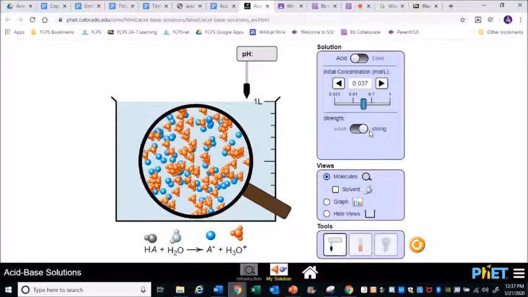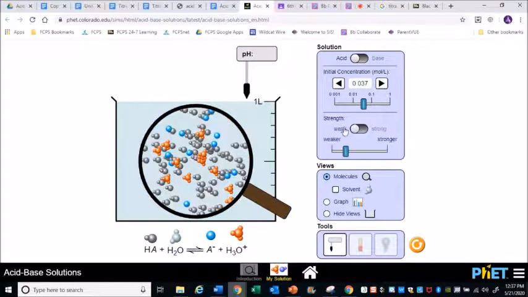Weak, strong, okay? So all dissociated versus just a few dissociated. You can move this bar around too. But this is just something that you can play around with to get down that particulate model example. And the little ones with the 3, those are the hydronium. The blue ones are the conjugate base. Okay, so take a look here.